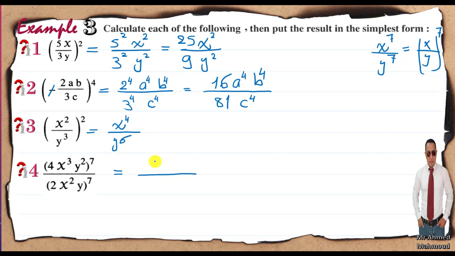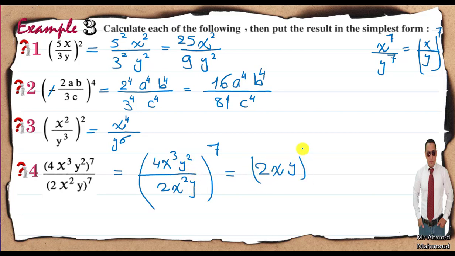It will be (4x to the power of 3 y to the power of 2 over 2x to the power of 2 y) all to the power of 7. Equal. Now I'm going to simplify the numbers inside. 4 over 2 equals 2, x to the power of 3 over x to the power of 2 equals x, y to the power of 2 over y to the power 1 equals y, all to the power of 7. But now I'm going to distribute power 7 again. It will be 2 to the power of 7 equals 128, x to the power of 7, y to the power of 7.